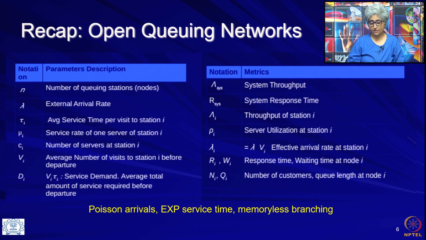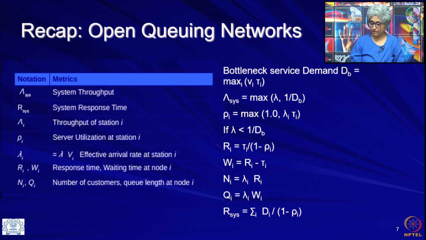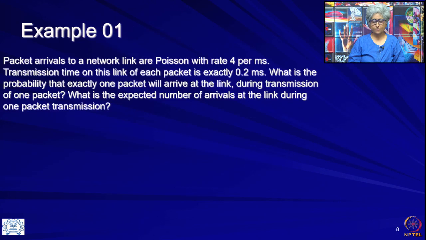Open queuing networks is a major topic we did last time, which is again for your reference. The parameters, the metrics, all the symbols are here for your reference. The major results for the metrics were all these. We will actually do a major example where we use all of these. So please take a moment, if you want, to pause the video and make sure you have written this somewhere or you have your notes somewhere so that you can refer to it while we actually work on this example. So let's start with the first example.